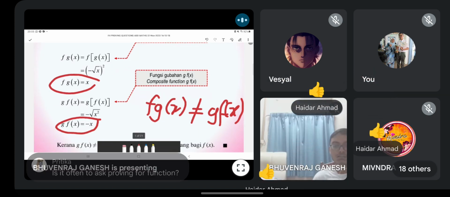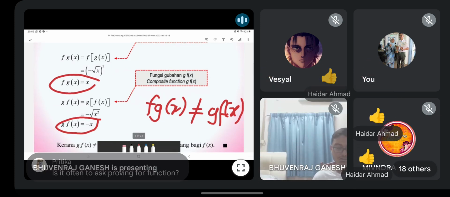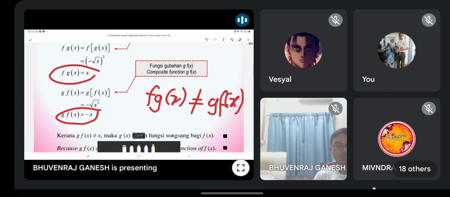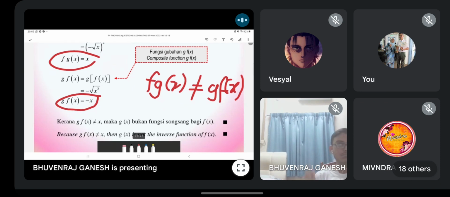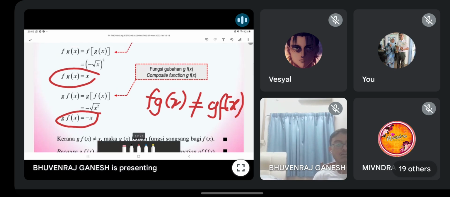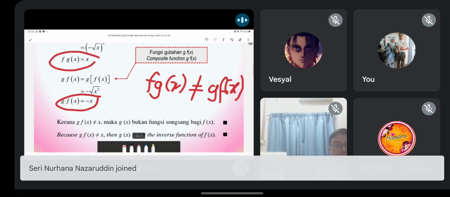This one is chapter 1. Proving for function is not common. Tak selalu akan ditanya. Usually the coming ones will be more common. So chapter 1 tak banyak proving, only this one. Satu sahaja buktikan. Okay, konsep fungsi songsang, inverse function.